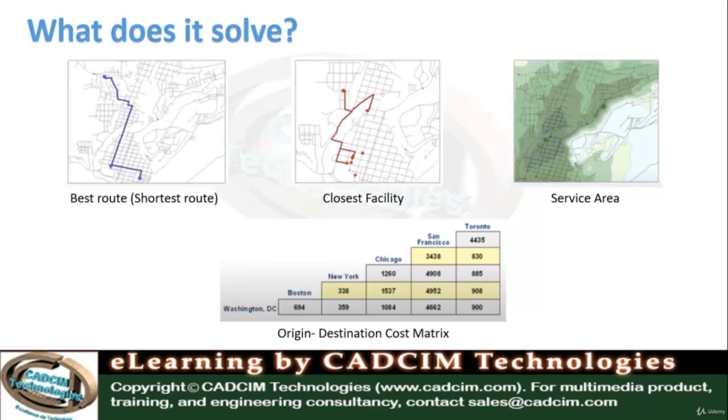Second is the closest facility algorithm, which allows you to find the closest facility for one or more incidents. This is for things like finding the 3 shortest fire stations to a fire area. Third is generating service area polygons and lines, which helps us to find the area of street reach within a specific time or distance from the locations. And the fourth is the origin destination cost matrix algorithm. With this, you can create a time distance table for one set of locations to another set of locations.